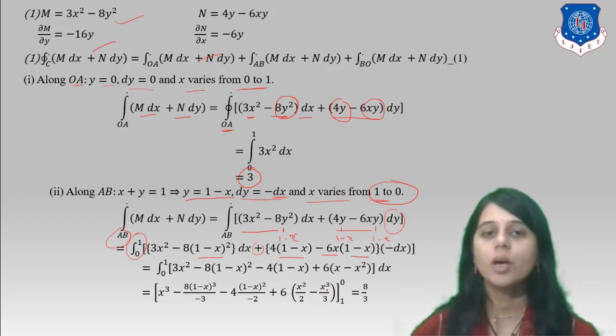Now put the upper limit 0 minus the lower limit 1, and we get 8/3 for the AB path. So the answer of the OA path is 3, and the AB path is 8/3.